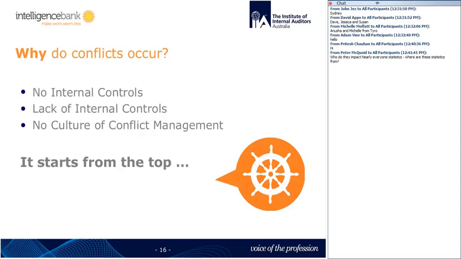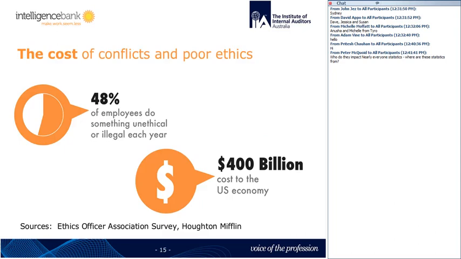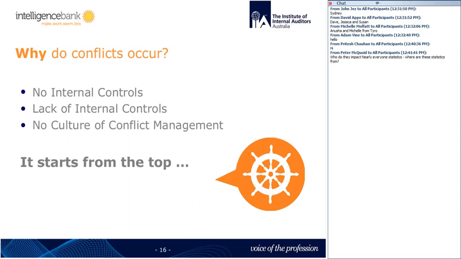I just received a question about where these statistics come from, and there was a survey from the Ethics Officer Association survey, and that's where this data is coming from. So the other question is, why do good people do bad things, or why does this happen? It is possible for most people to do something unethical if given the chance.